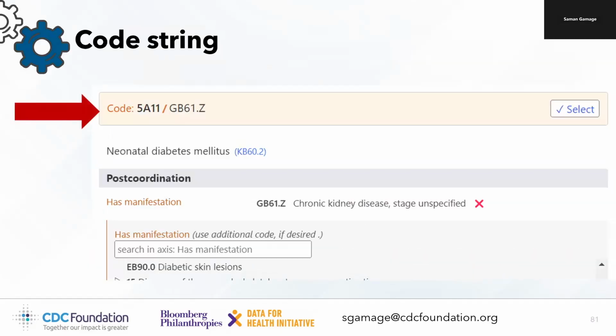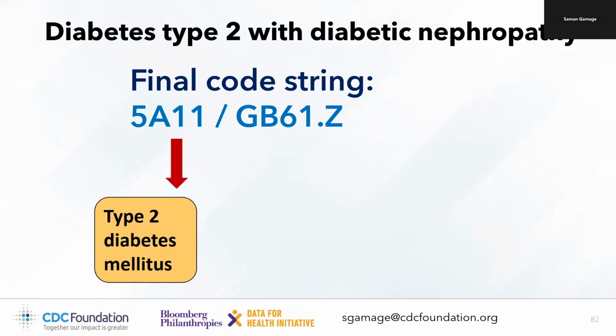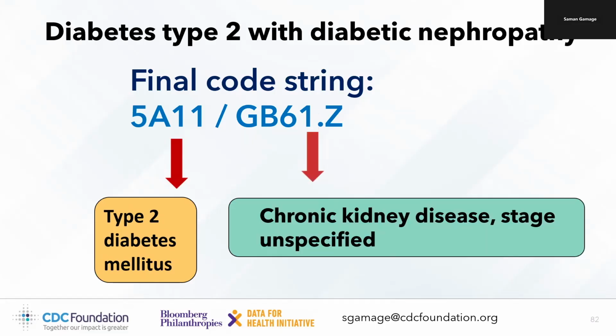So we have the code string 5A11/GB61.Z, diabetes type 2 with diabetic nephropathy. Final code string: 5A11 for type 2 diabetes mellitus, GB61.Z for chronic kidney disease stage unspecified.